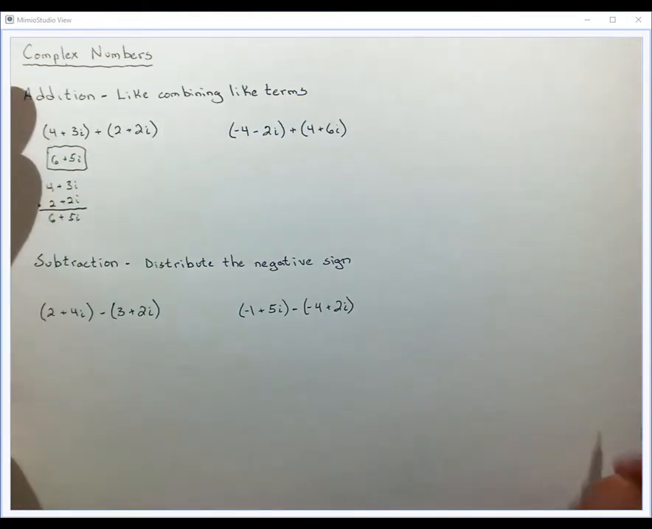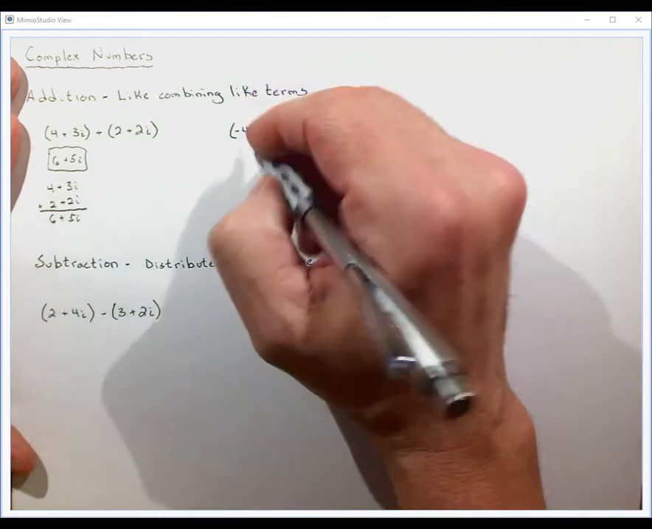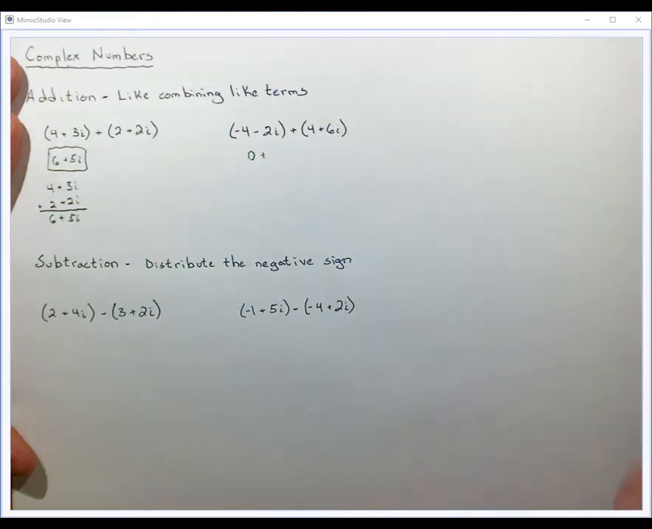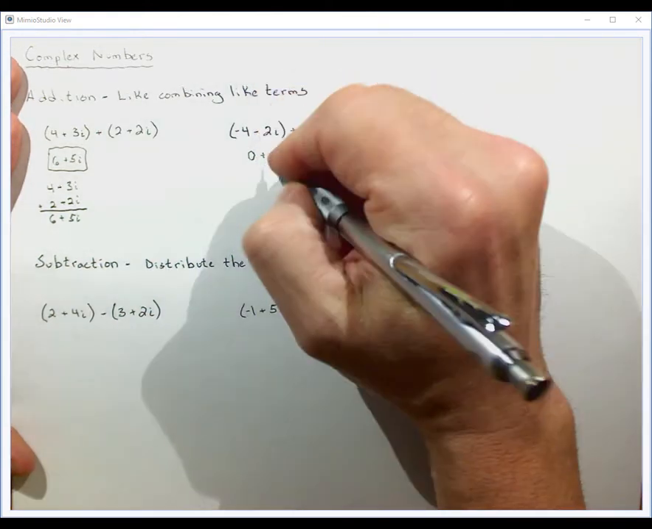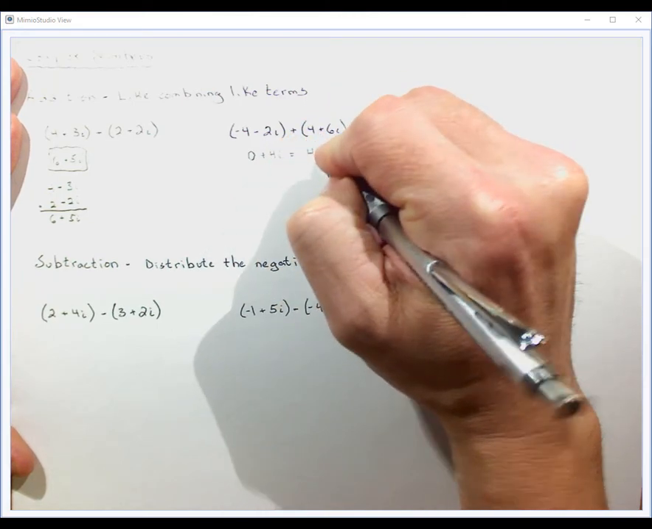Alright, so whenever I look at this, just how I see it, I say that's a negative 4 plus 4, so that is 0. And then I have a negative 2i plus 6i, so that's 4i. So what's my final answer? 4i.